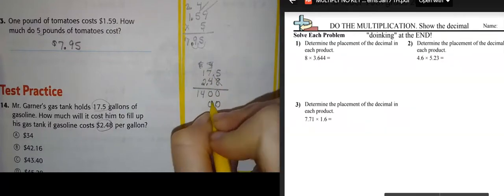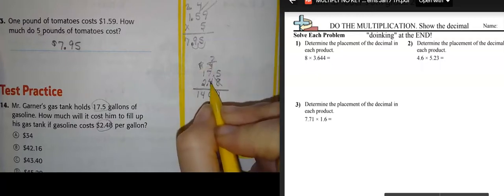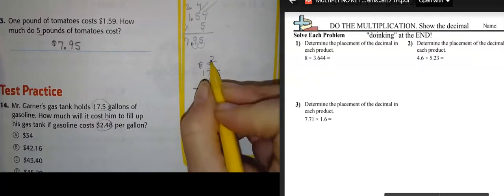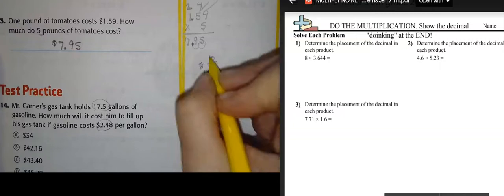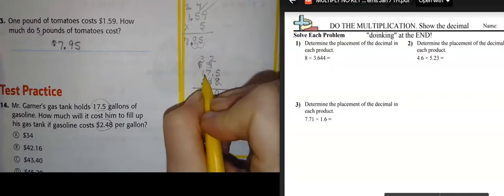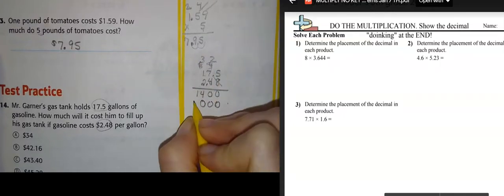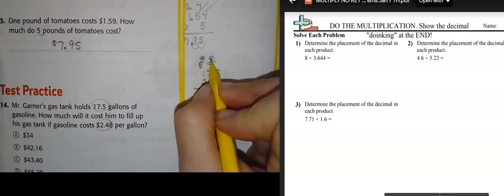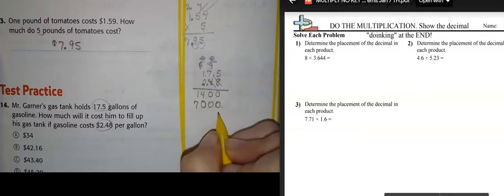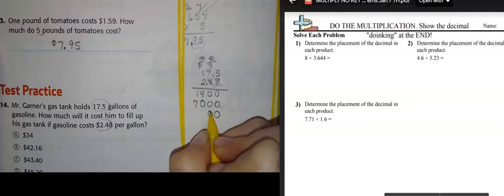4 times 5 is 0, carry a 2. 4 times 7 is 8, plus the 2 that I carried is 0, carry a 3. 4 times 1 is 4, plus the 3 that I carried is 7. Get rid of those carryings. I'm done with the 4, but I need 2 placeholders.